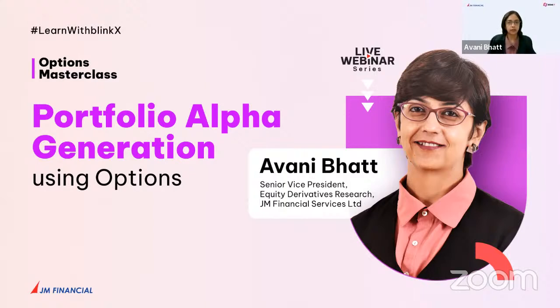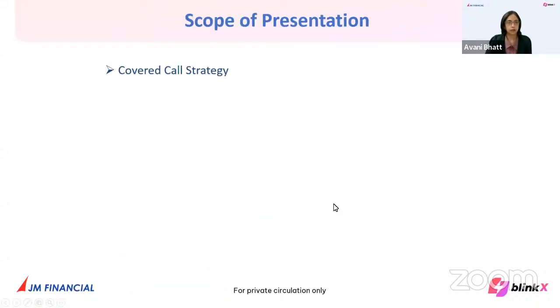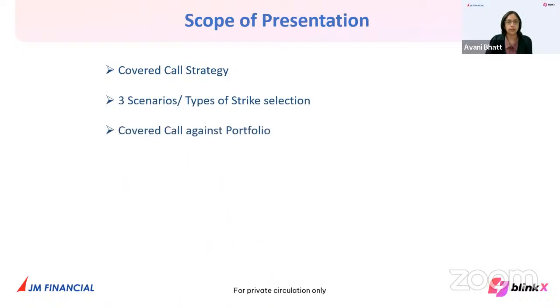So to start with, the scope of the presentation and the flow is going to be this way. The strategy that we are going to cover is the covered call strategy. In this covered call strategy, what exactly is the strategy? How do you select the strikes? What are the 3 scenarios in which you are going to do the strategy, and in which way are you going to do the strategy?